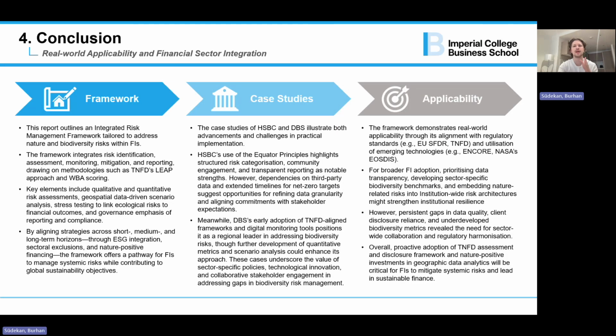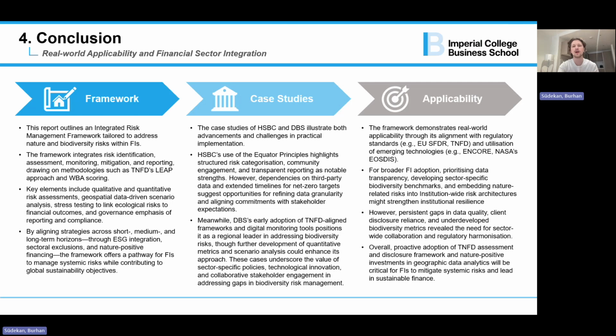This report introduces a risk framework for financial institutions to manage biodiversity risks using tools like TNFD, LEAP, and VBA scoring. Case studies of HSBC and DBS show real-world potential. HSBC focuses on structured reporting, while DBS leads in early TNFD adaptation, though both face challenges in data quality and metric development. The framework aligns with key regulatory standards and technologies like ENCORE and NASA's EOS-DES. For broader adaptation, FIs must improve data transparency, build biodiversity benchmarks, and integrate nature risks into core systems.